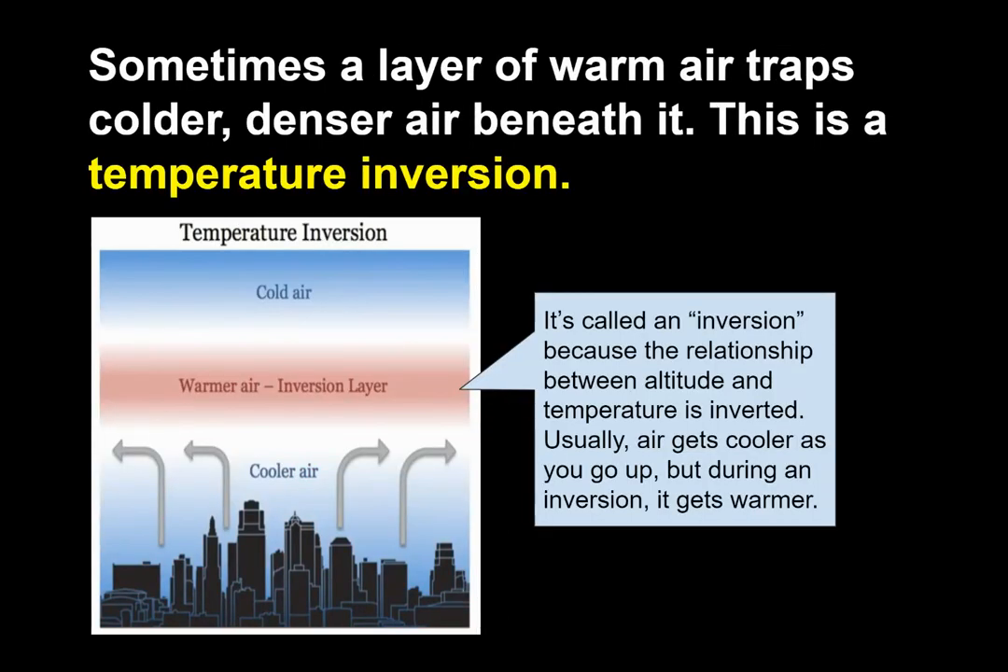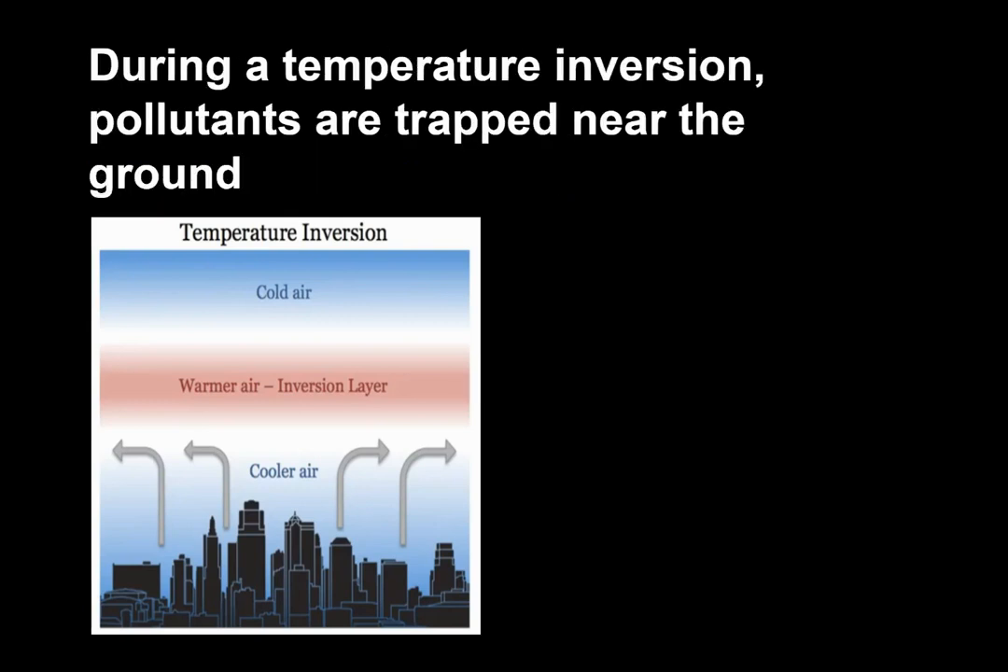But sometimes the weather is such that a layer of warm air will trap a layer of cooler, denser air beneath it. This is what is called a temperature inversion. And it's a totally normal, natural weather phenomenon, just like fog or rainbows. The trouble with temperature inversions, for those of us living in industrial societies, is that a temperature inversion traps pollutants near the ground where we live and we breathe.